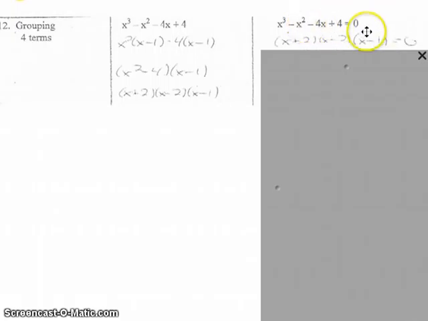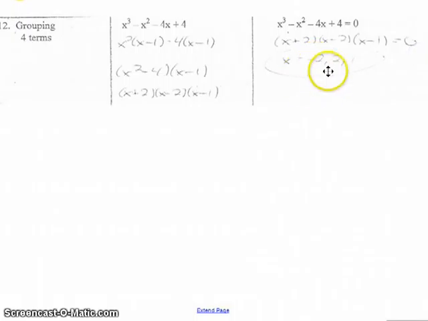If it had been an equation you'd been asked to solve, then you would have had those same 3 factors set equal to 0. And this one's easy. x could be negative 2, or positive 2, or 1. Those are my 3 answers. I'm done. And like I said, that was my last example.